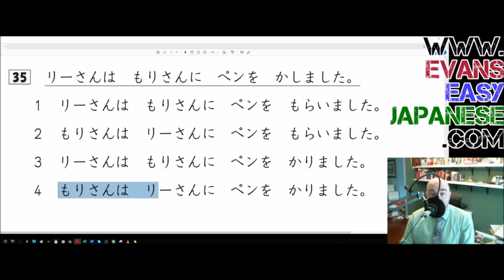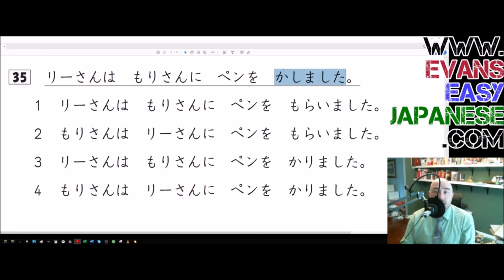Mori-san wa. As for Mori-san, he borrowed a pen, and then this ni turns into from. It switches. Up here it was to, but down here it means from Li. So who did the borrowing? Mori did. Who did the lending? Li did. The tricky thing is that the ni particle switches meaning based on the verb of giving used.